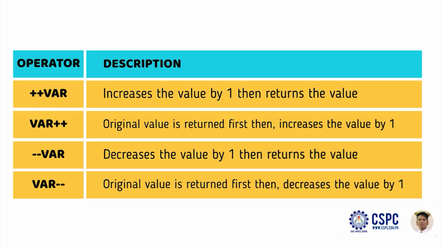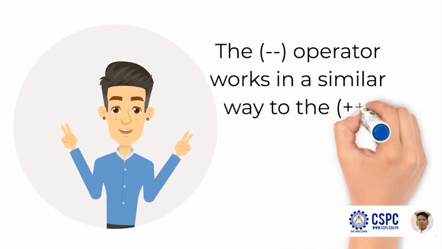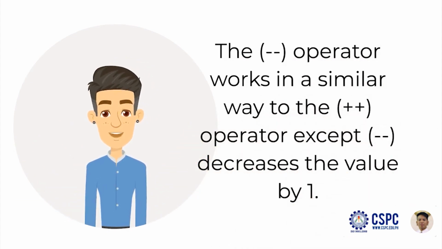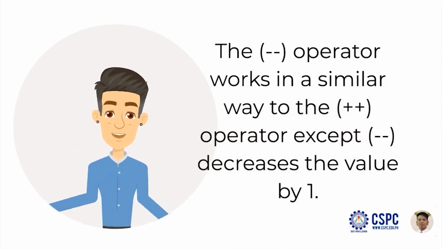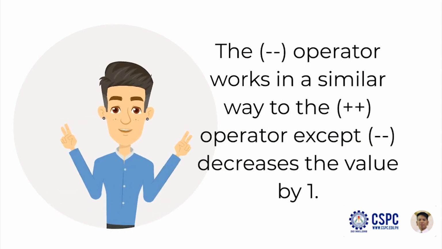Next, we have the decrement minus used as a prefix. This decreases the value by 1 then returns the value. When the decrement minus operator is used as a suffix, the original value is returned first then decreases the value by 1. The decrement operator works in a similar way to the increment operator, except that the decrement operator decreases the value by 1.